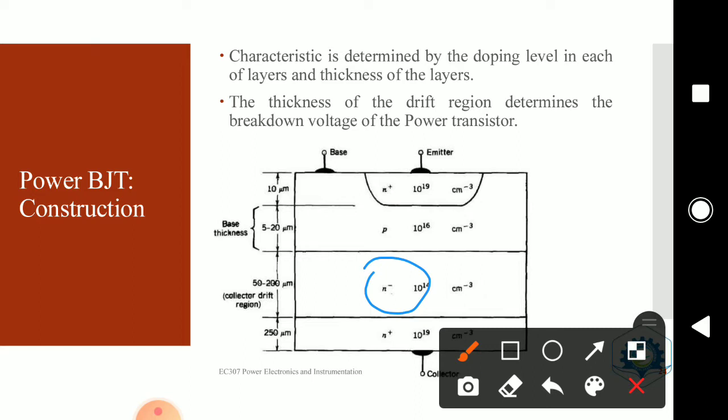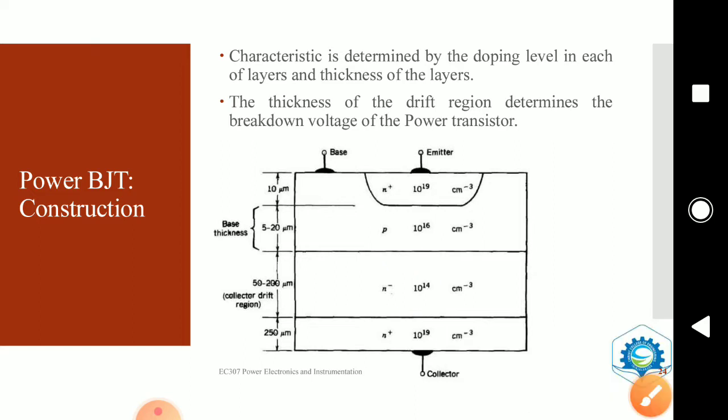You might be familiar with the N minus layer. It was understood that in the power diode, the N minus layer absorbs the depletion layer, and the thickness of the N minus layer increases the breakdown voltage of the particular device. So it has the same function over here.